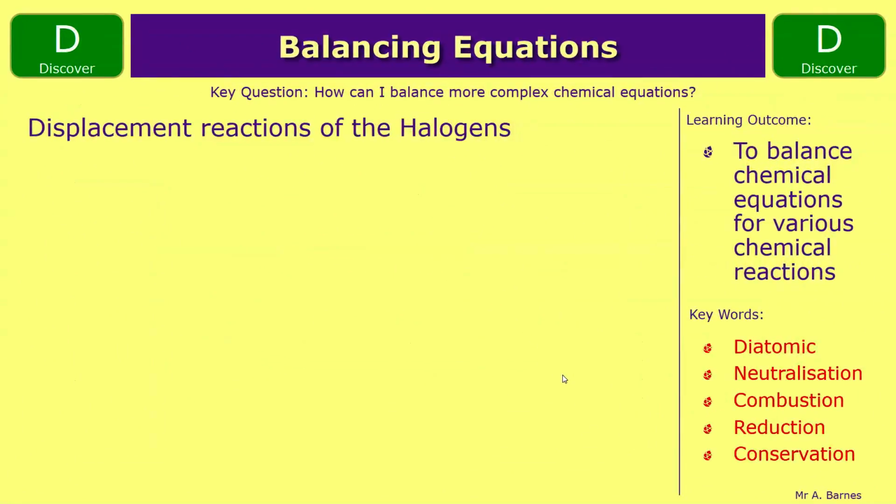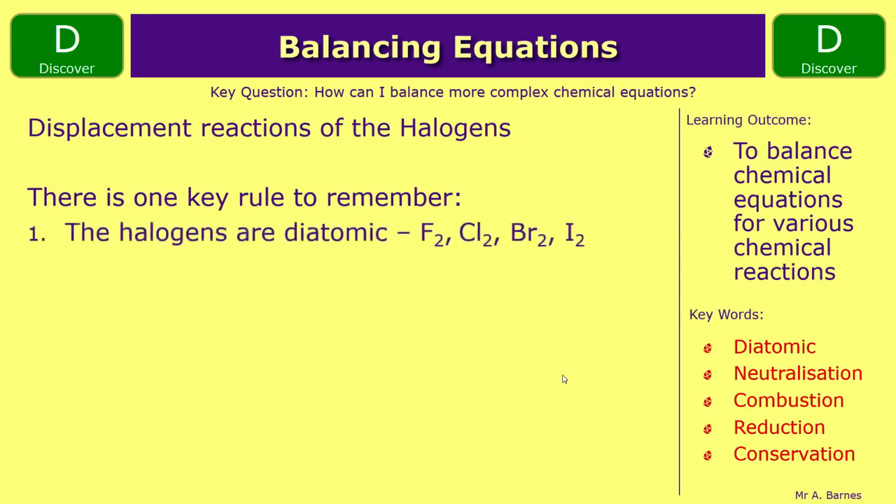Hello there and welcome to this video, which is going to be looking at the displacement reaction of the halogens. So you should know the halogens are group 7 and they contain chlorine, iodine, bromine and fluorine. One thing you need to remember before you can do any balancing equations involving those is that all of those halogens are diatomic, so they go around in pairs. So you've got fluorine, F2, you've got chlorine, Cl2, you've got bromine, Br2 and you've got iodine, I2.